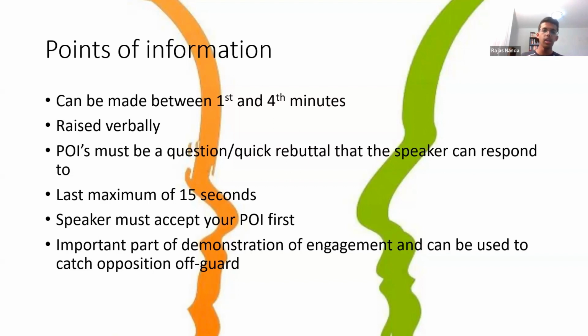Finally, even if your POI is rejected, you are allowed to ask again. So you can ask a POI, the speaker rejects it. Then to be respectful, you're meant to wait around 15 seconds, maybe 20 seconds or more. And then you go again, you ask a POI, and maybe this time around they are more willing to accept. Okay? I hope that answers your question.